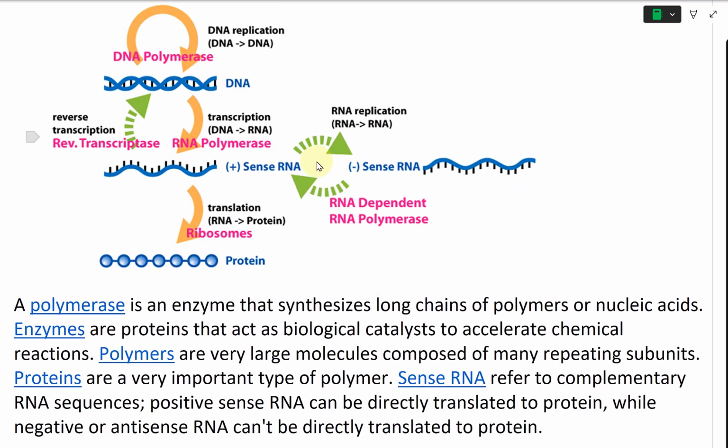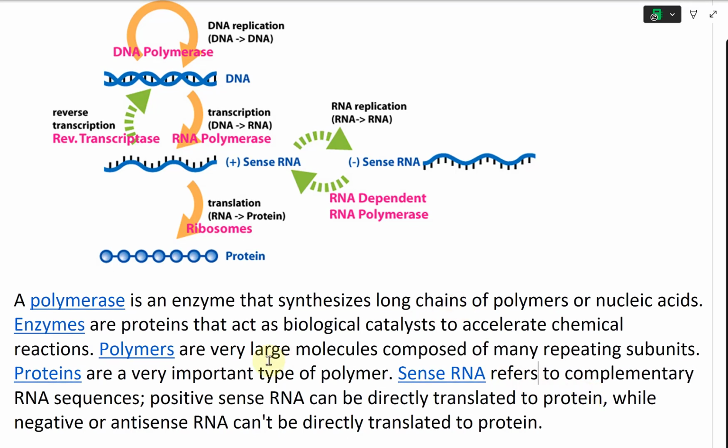And here I just added a definition for sense RNA. Sense RNA refers to complementary RNA sequences, and positive sense RNA can be directly translated to protein, as this image shows. If it's plus sense, it can go right here. But if you replicate this, typically you would have another nucleotide sequence, and it'll match up on this. But then everything's going to be on the opposite side, and then you replicate it over here by matching up these sequences on top, these base pairs. And then you're going to have one like this, but this can't be translated directly to protein, so you're going to need to flip it over using this RNA-dependent RNA polymerase to get the other section over here, and then you could go to the protein.